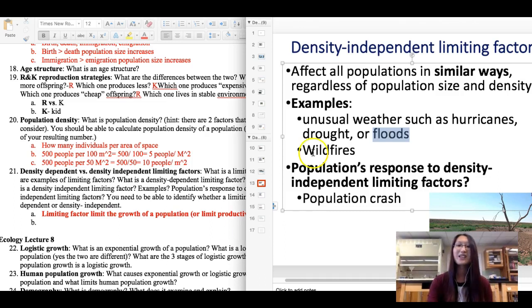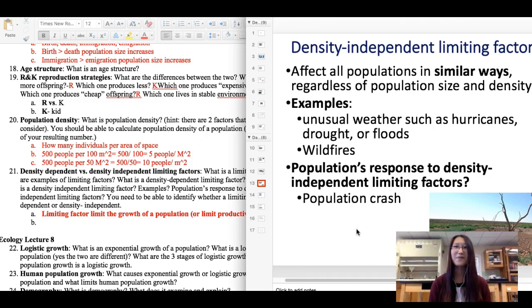limiting factor. So the result of this is you'll have a population crash if there is a density independent limiting factor, right? If you have flood or wildfire or hurricane or drought, or a lack of oxygen, I don't know. But do you get it? So you need to consider whether this factor is changing with the population size. That's it. See you at the next video.